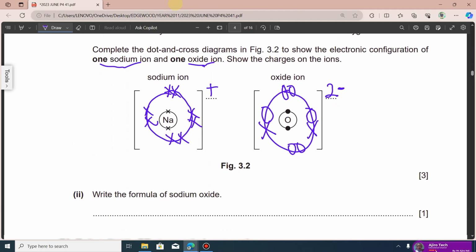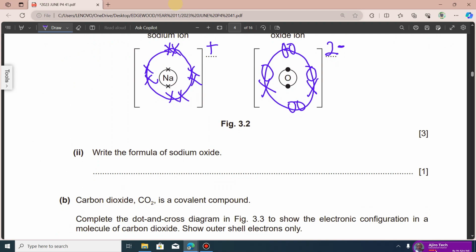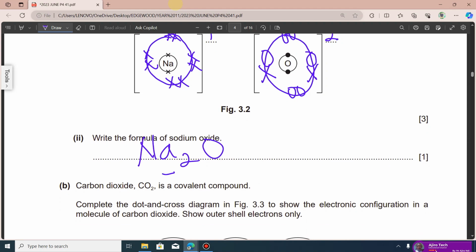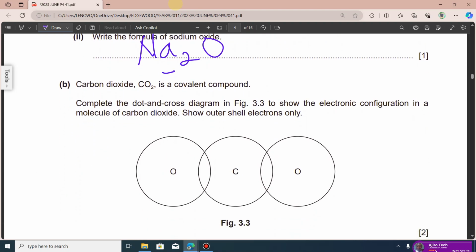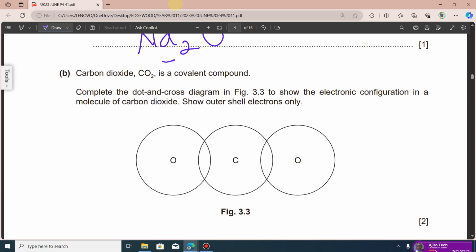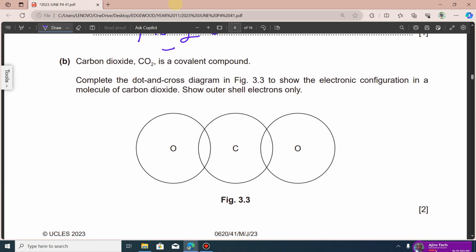Okay, so the next question says write the formula of sodium oxide. We've already written that as Na2O, and we explained why it is so in the previous point. Moving forward, we still have a question on bonding. Carbon dioxide is a covalent compound, and we are expected to complete the cross and dot diagram.